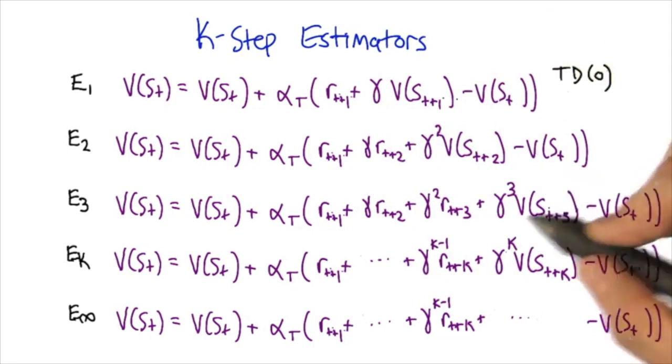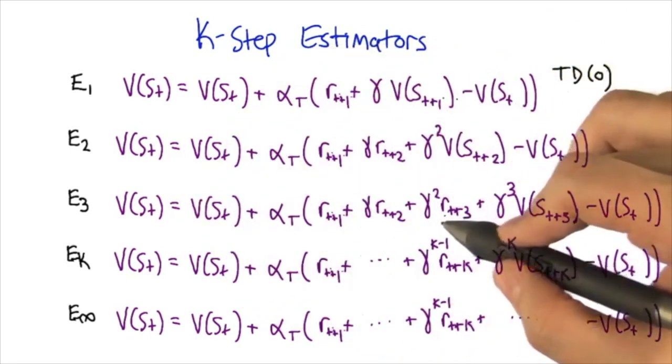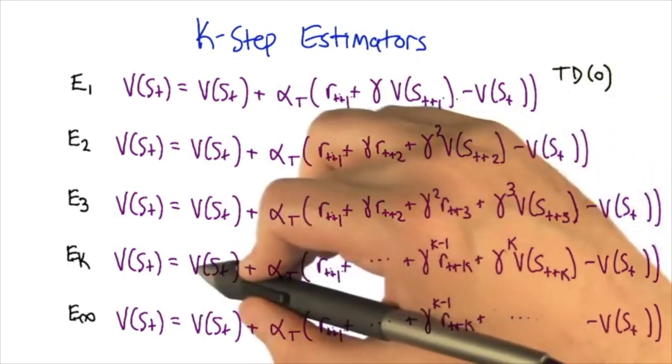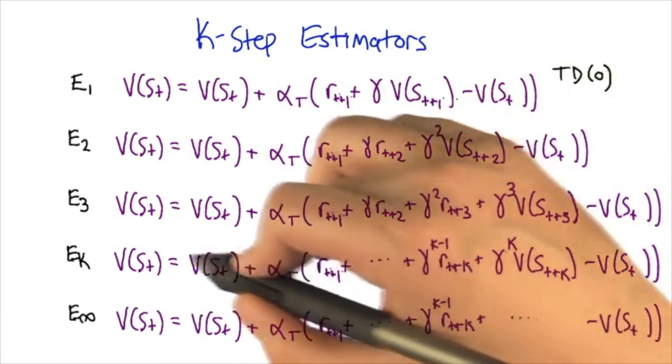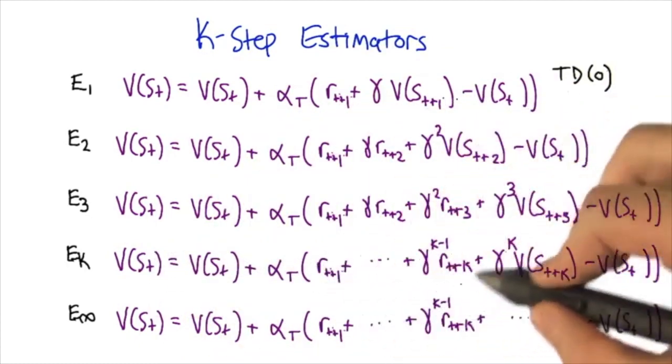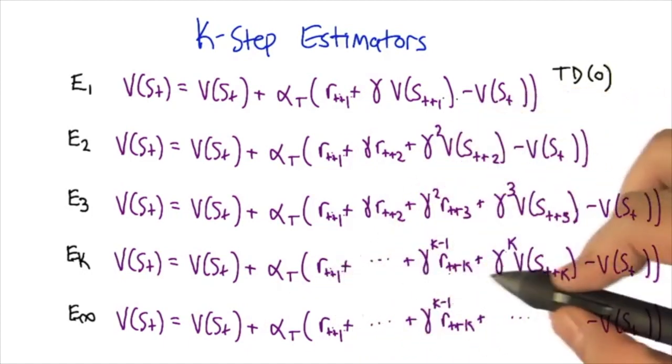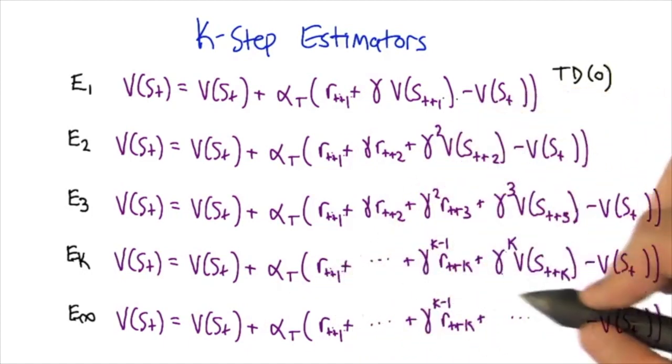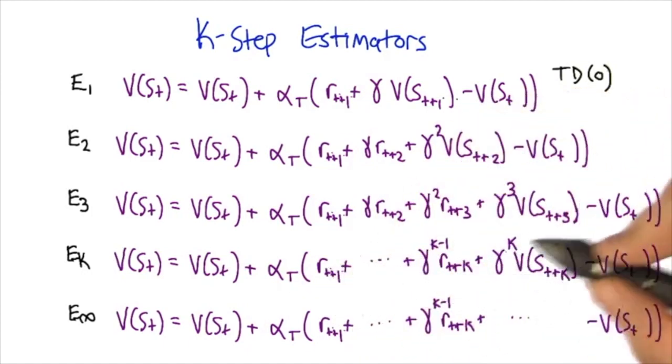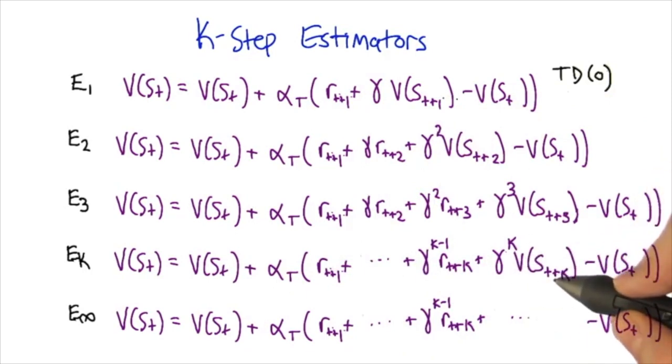And we can do that for 3, and we can do that for k, where we're estimating the value of a state by k rewards, summed up here, plus an estimate of the value of the future by looking at the state we end up in k steps from now and discounting that by k steps.